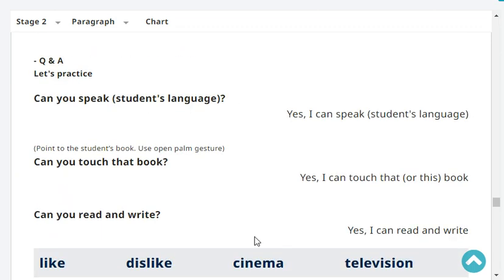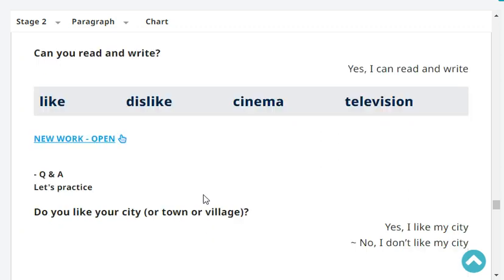Okay, let's practice. Can you speak Japanese? Yes, I can speak Japanese. Can you touch this book? No, I can't touch this book. Can you read and write? Yes, I can read and write. Very good.